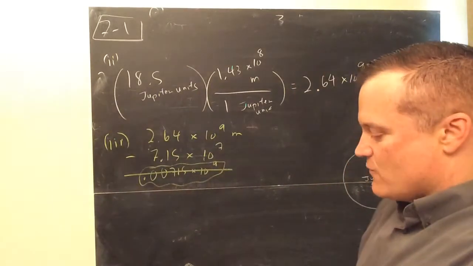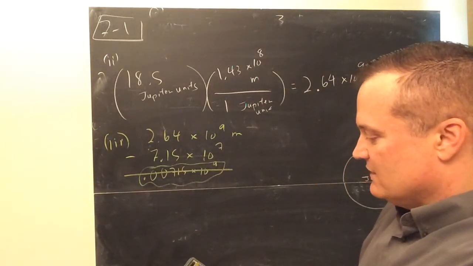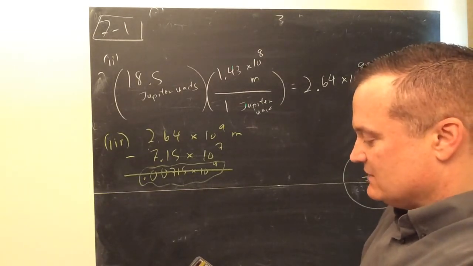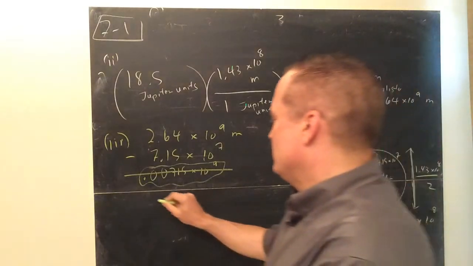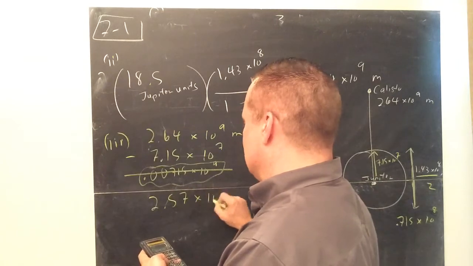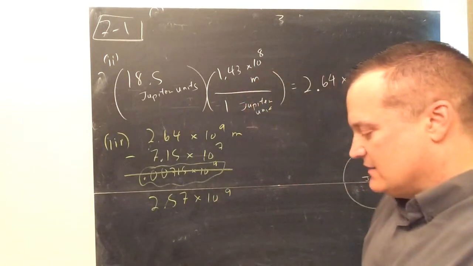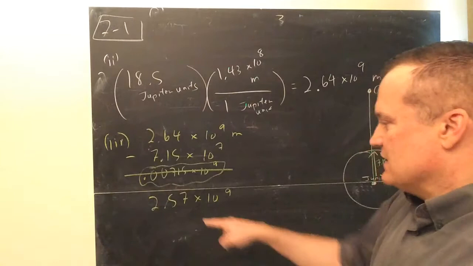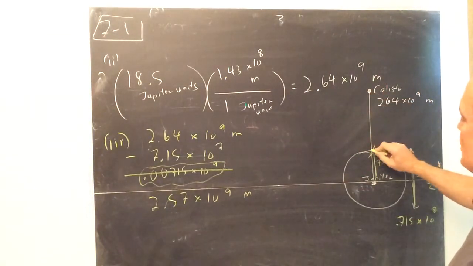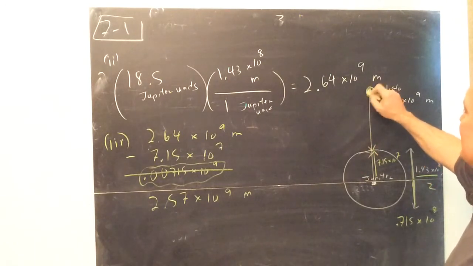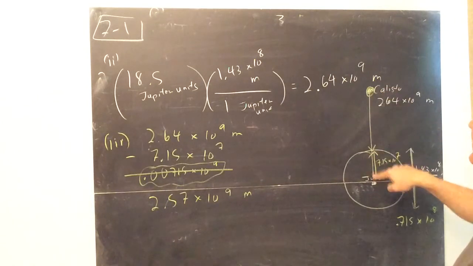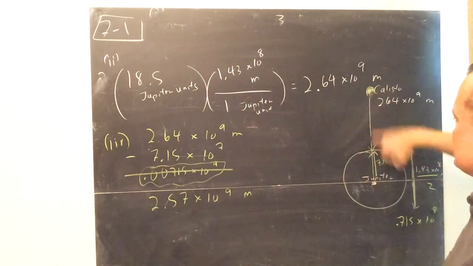So 2.64 times 10 to the 9th minus 7.15 times 10 to the 7th is 2.57 times 10 to the 9th. So it went down a little bit. Yes, 2.57 times 10 to the 9th meters. So that would tell you the distance from here to the surface. Technically we're not counting Callisto's little radius and subtracting it, but it's so small compared to Jupiter, we can ignore that part. So just this part right here.